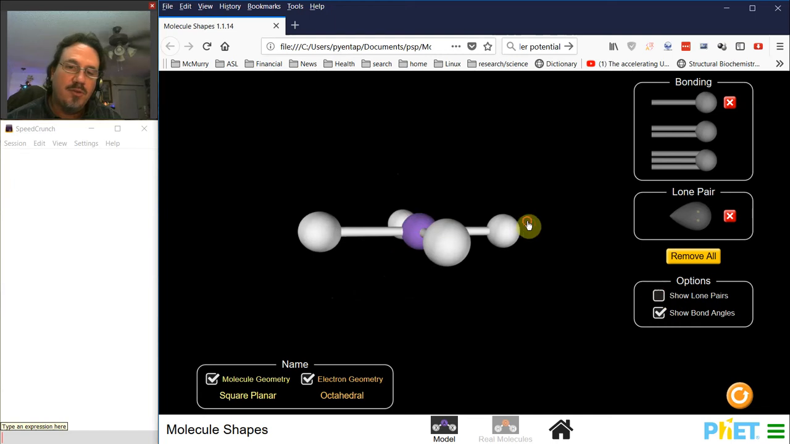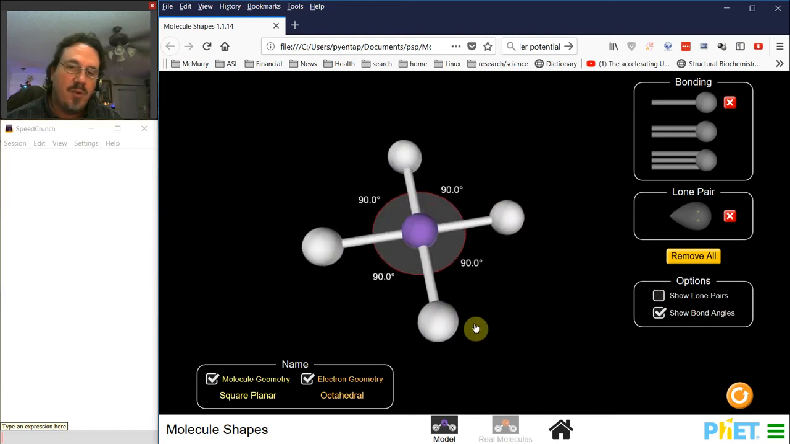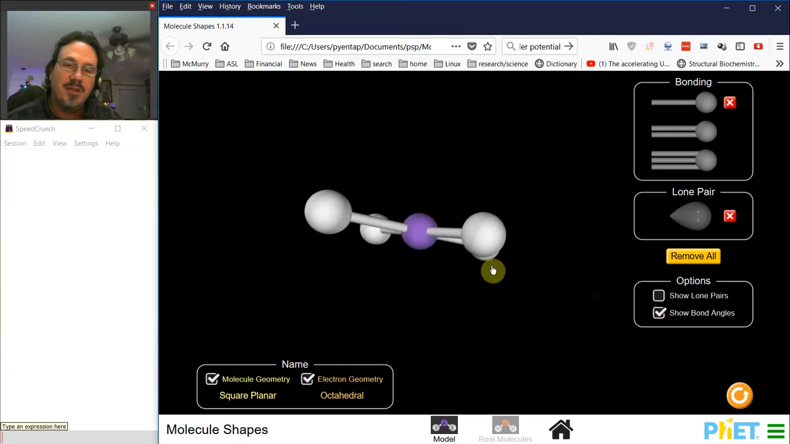If I make them invisible, it's really obvious. It's a perfectly flat square, right? So square planar is the molecular geometry.